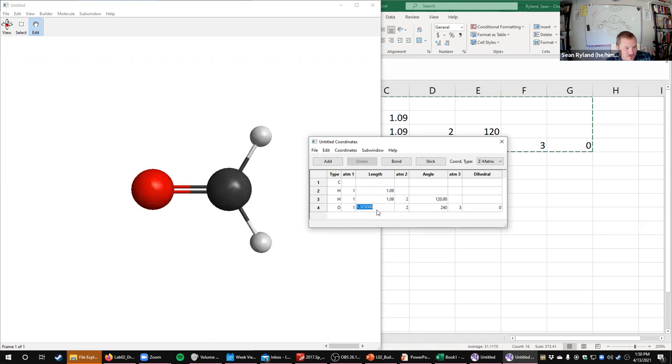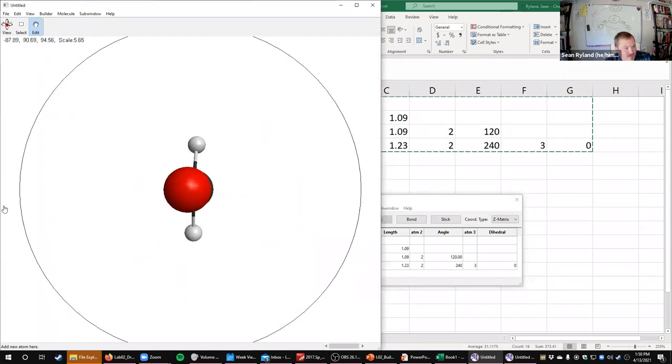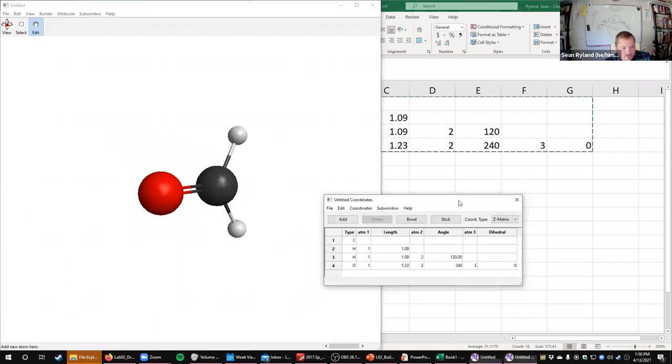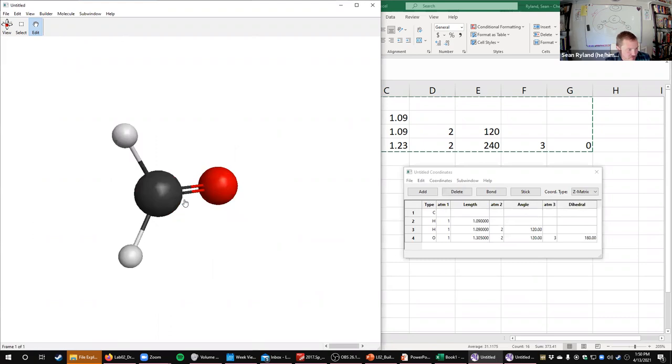120 degrees from each other. And we said that it was 1.23. And anytime you make a change in your coordinate editor here, it'll reflect it over on this side. Oops. It'll also do things like let you click and drag.